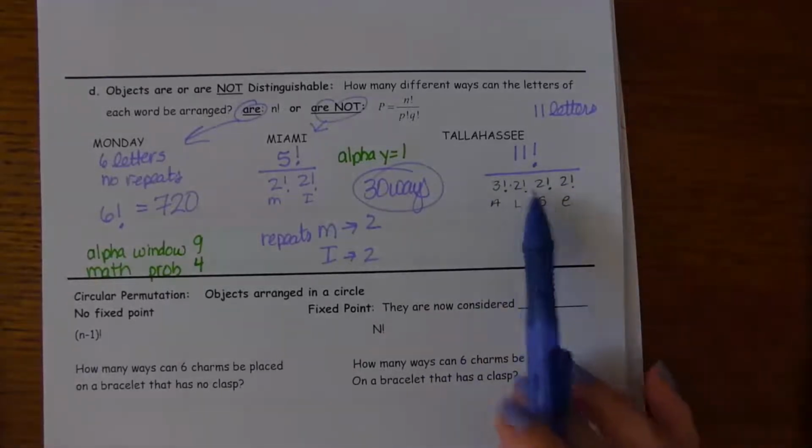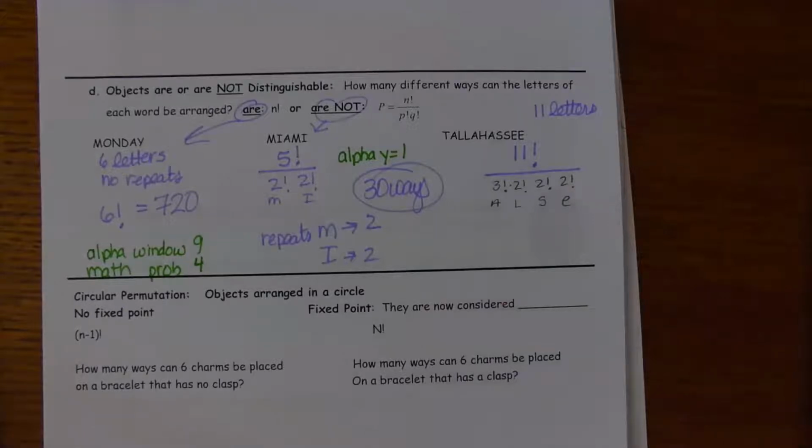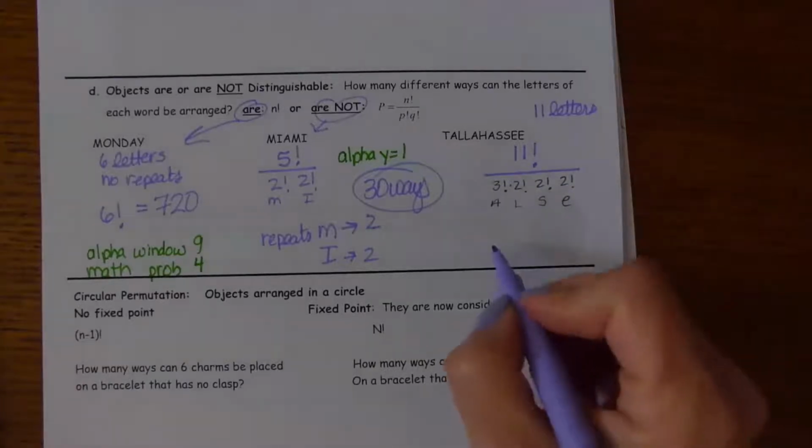Now, do you really need the factorial sign with a 2? 2 factorial is what? 2 times 1. So you really don't have to go to the trouble to type in a factorial with a 2 because 2 factorial is just 2. So practice with your calculator. Go put that in.